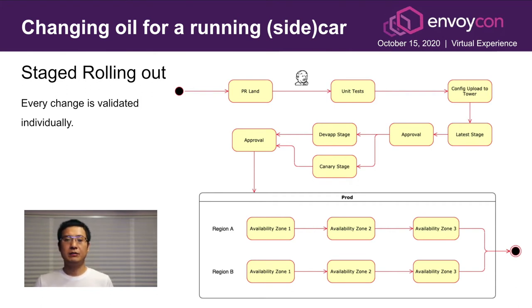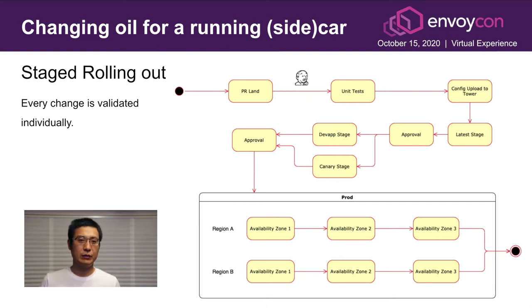And after that finished, it will send a notification to the on-call engineer and wait for approval. If the on-call engineer goes there and clicks the approve button, it will go to the next stage, which is the canary and the dev app. Those stages activate the new configuration and listen for several minutes, polling the service status. If there's no problem, it will consider the canary stage passed.